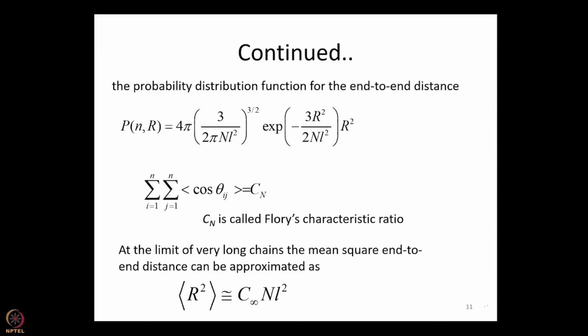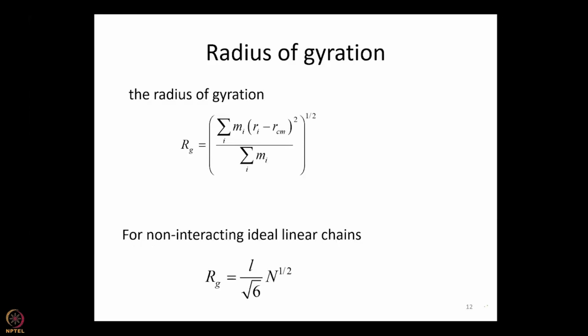The probability that you have the end within a distance R, and because of the spherical symmetry of the system, it is in a volume element, in a shell, that shell is 4 pi R square. So at a position R, it is exponential minus 3R square by 2NL square plus the normalization. But you have to multiply by 4 pi R square. Okay.